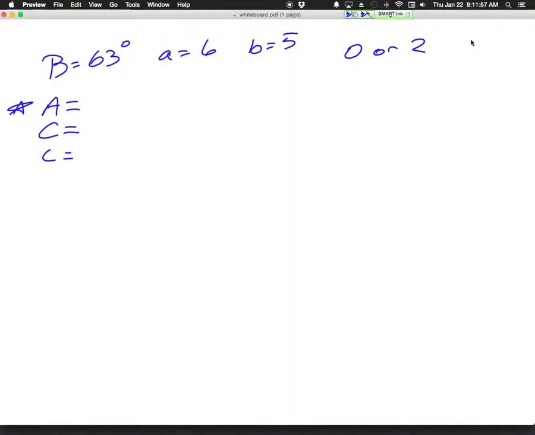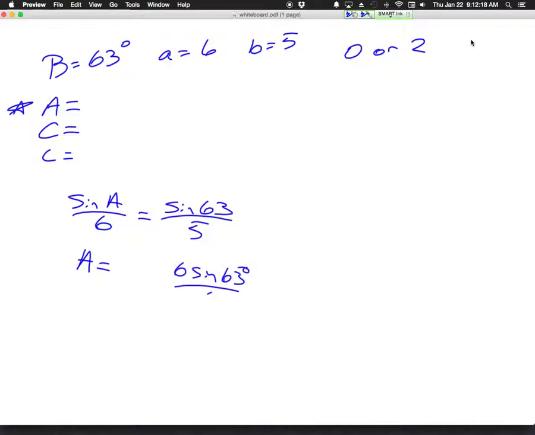Okay, Kendrick, set it up for me to find angle A, please. Would you do sine of A over 6? Sine of A over 6 equals sine of 63 over 5. Very good. So now I need to get the A by itself. To do that, I multiply the 6 over and do what else? Make it the inverse.